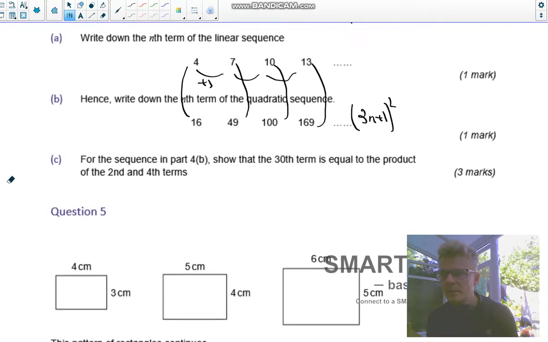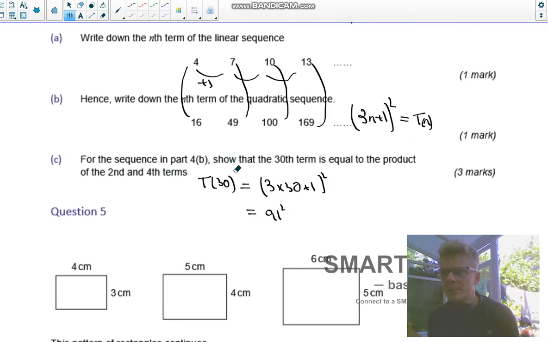Now for the sequence in part 4b, show that the 30th term is equal to the product of the second and fourth term. So the 30th term, if we call it t30 if this is tn. I'm going to do this without actually having to calculate. So the 30th term will be 3 times 30 plus 1 squared, or 91 squared.